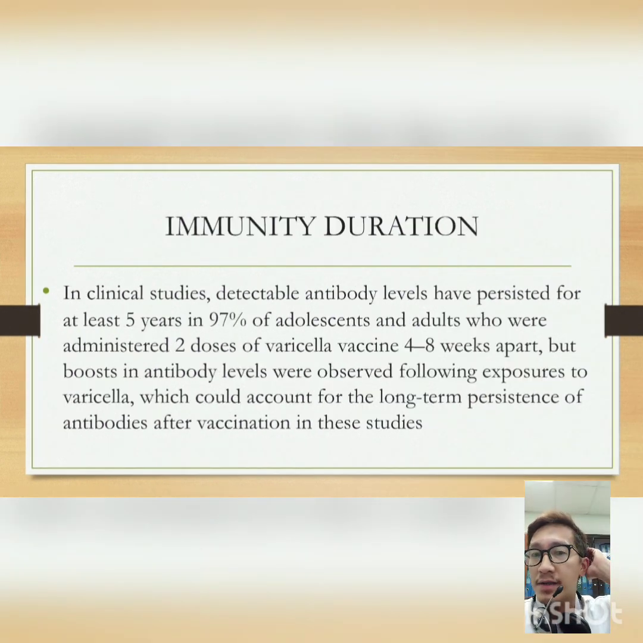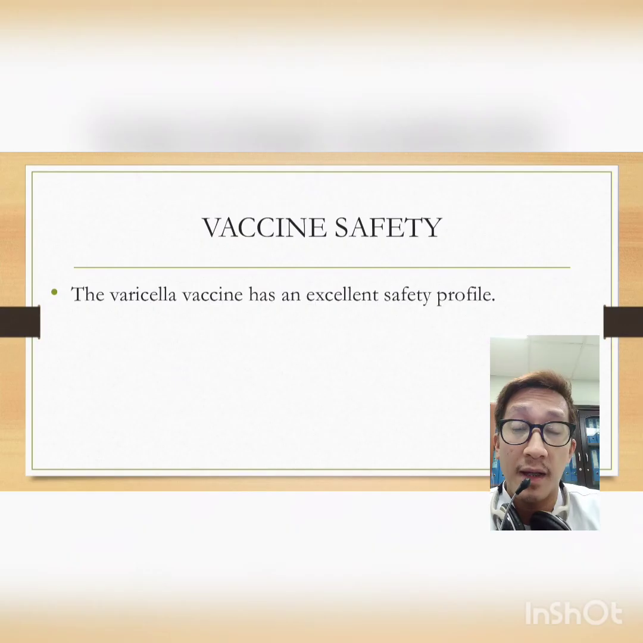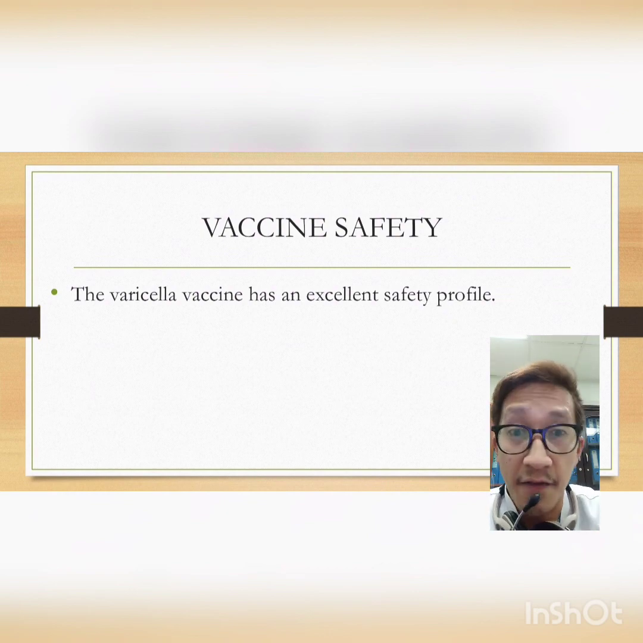So how long does immunity to varicella last? In clinical studies, detectable antibody levels have persisted for at least 5 years in 97% of adolescents and adults who were administered 2 doses of varicella vaccine 4 to 8 weeks apart. But boosts in antibody levels were observed following exposures to varicella, which could account for the long-term persistence of antibodies after vaccination in these studies. Is varicella vaccine safe? The varicella vaccine has an excellent safety profile.